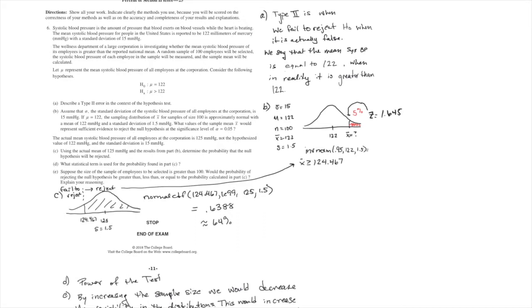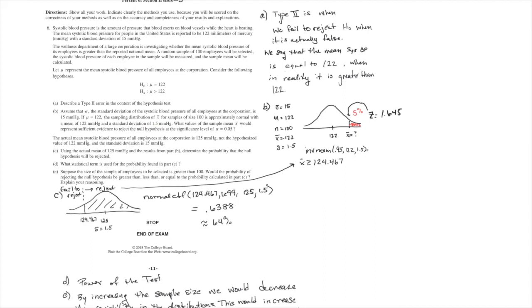Part B says, assume that the standard deviation of all employees is 15, the mean is 122, and then they give us some information about the sampling distribution. Let's say we took a bunch of samples of size 100 and plotted their averages. Their average, the X bar, is going to be 122 as well. It's the same as the null. That's what we assume to be true. And then the standard deviation would have been the original standard deviation divided by the square root of 100, which is 10. So 15 divided by 10 gives us the 1.5. Now, I didn't need to do that. They did that for me.